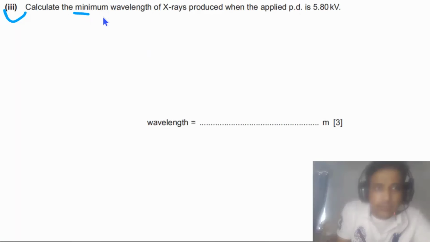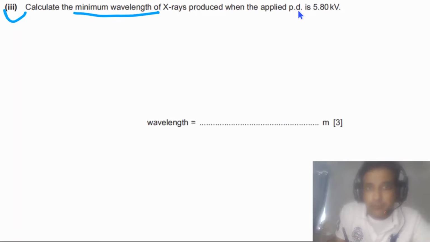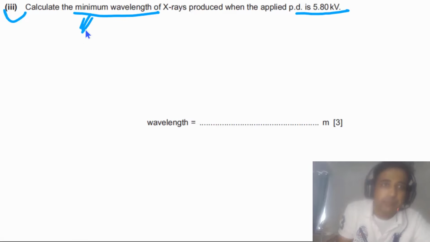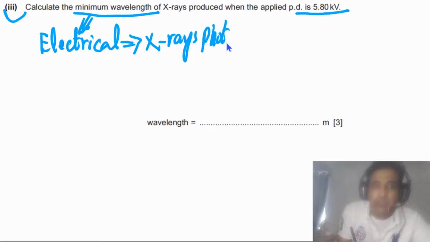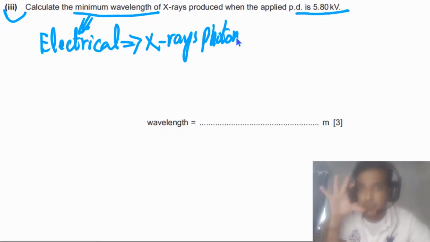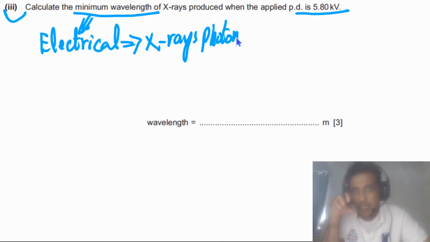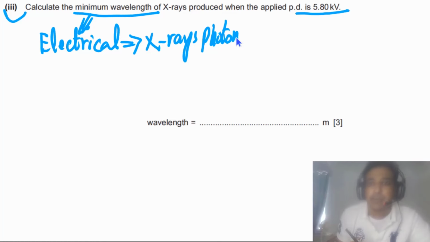Third part says calculate the minimum wavelength of X-ray photons produced when the applied PD is 5.80 kilovolts. Minimum wavelength simply means that all electrical energy has been converted into X-ray photon energy. So this is the first thing you need to understand. All electrical energy converted into X-ray photon energy means the electron just simply stops. So all the kinetic energy has been converted into X-ray photon energy. That lambda we need to calculate.